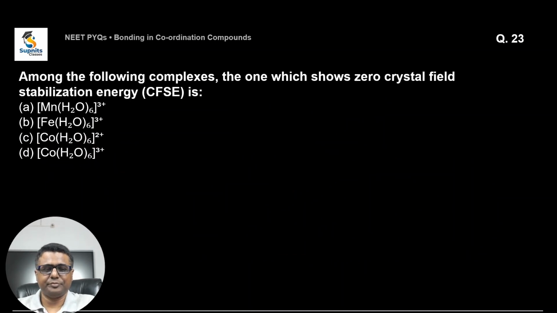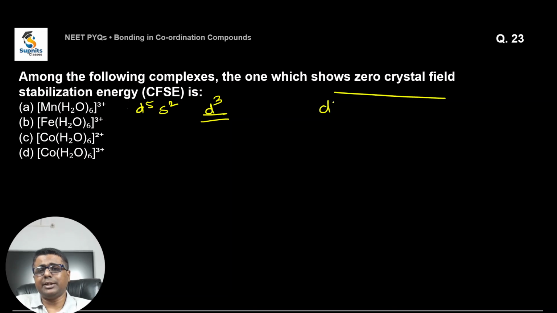Okay. This question: which one has zero crystal field stabilization energy? Let us see Mn3+. Mn is what, d5 s2, right? Now you go for 3+, you will get d4. Now d4 has unpaired electrons, d4 has t2g^3 eg^1, so it will have some crystal field stabilization energy.